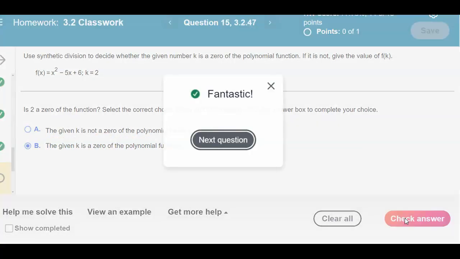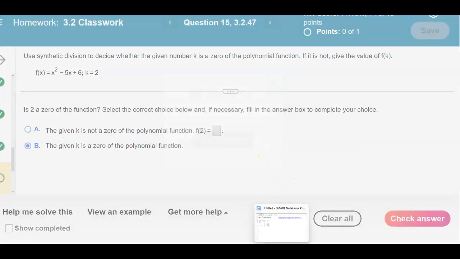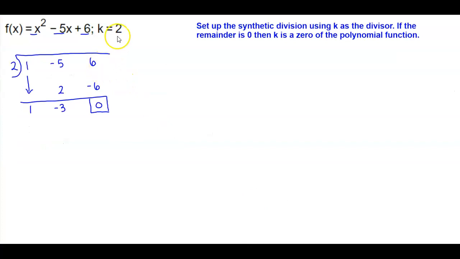Let's check our answer. Okay, now what does that mean? Let's just go back, and then what does that mean? So if 2 is a zero, that means that x minus 2, because that's k, right, is a factor of the polynomial x squared minus 5x plus 6.